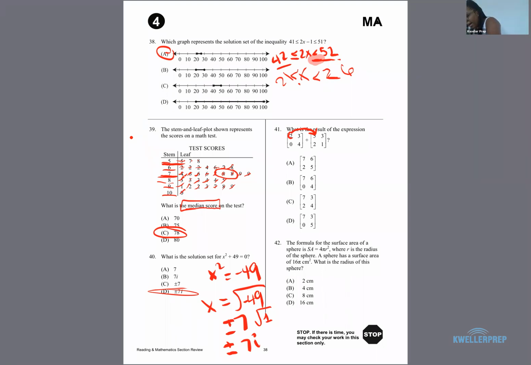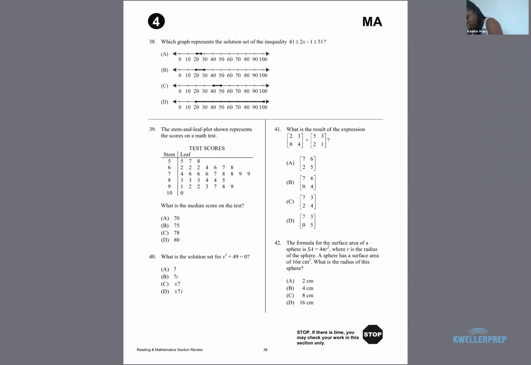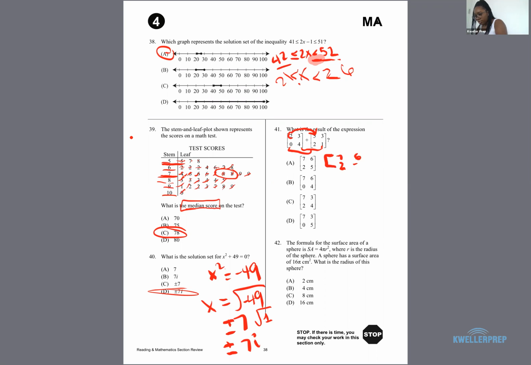So 2 plus 5 gives you 7. And then you add the 3 and the 3, so you get a 6 over here. And you add the 0 and the 2, which gives you a 2. And then you add the 4 and the 1, which gives you a 5. Oops, something happened. Okay, the 5. And so A is the answer.